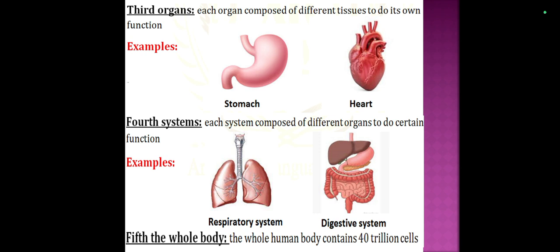A group of bone tissue or a group of muscle tissue will make an organ, like the stomach. Stomach tissues make the stomach organ. Stomach, large intestine, esophagus and so on will make the digestive system. So a group of organs will form the system. Also the heart, lungs, and so on make the respiratory system. Fifth, the whole body. The whole body of a human consists of 40 trillion cells.